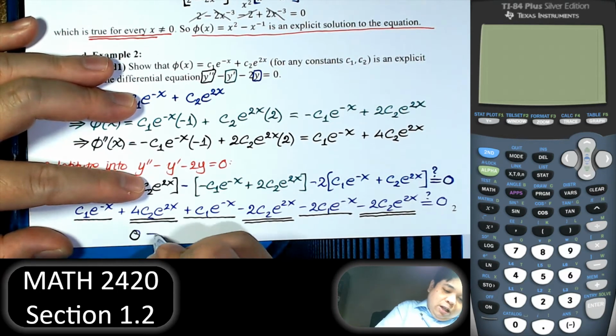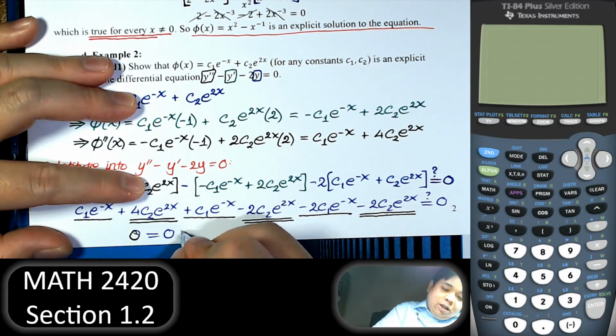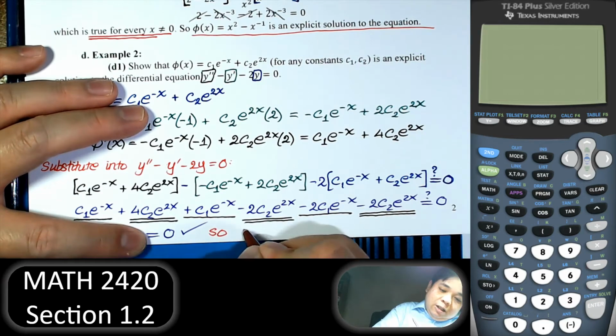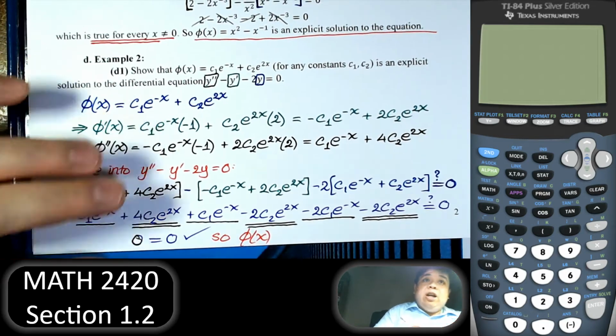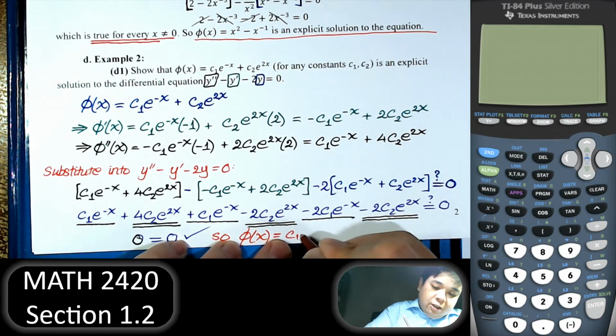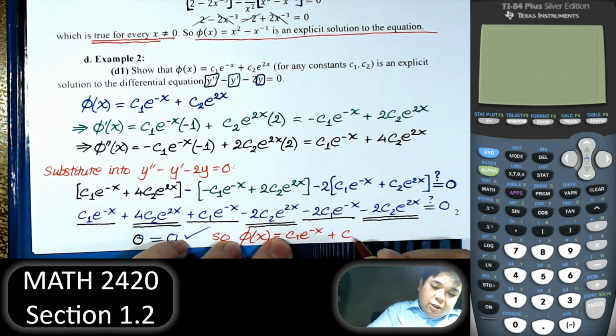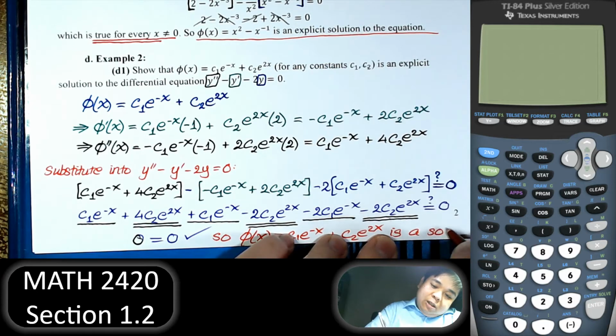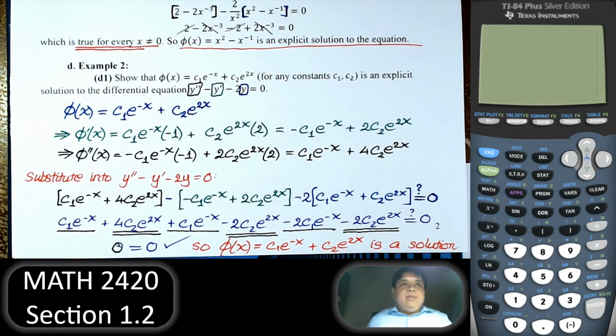We have 0 equal to 0. So yes, that checks. If it is true, then we say the given function is a solution. Right, so just take the derivative, put it in the equation and check. So that's simple enough.